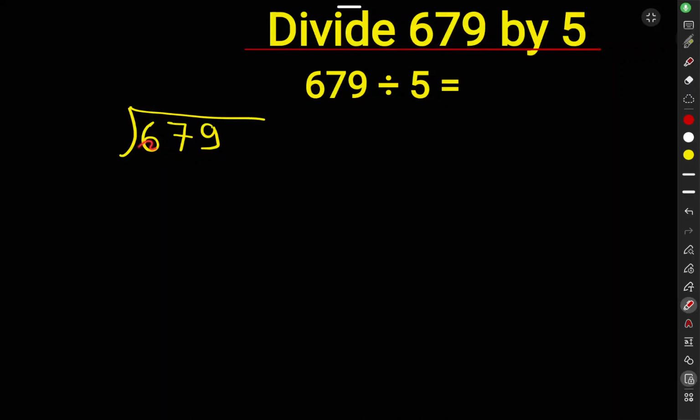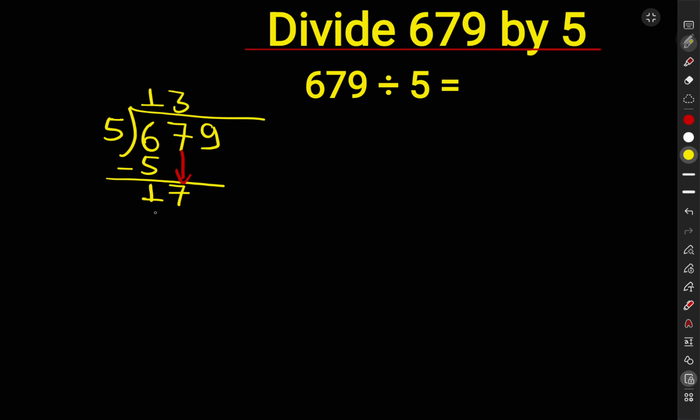We divide 679 by 5 in long division method. 5 times 1 is 5. On subtracting, we get 1. So now we put down this 7 and it is 17.